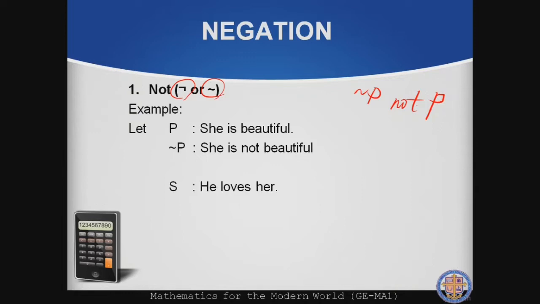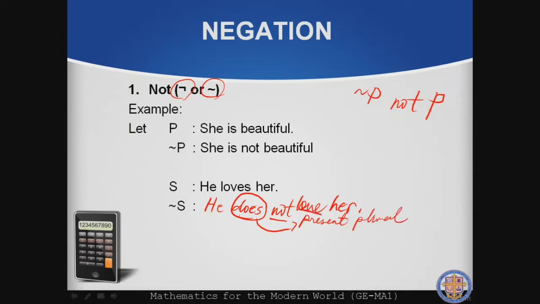Another example, let S be the proposition, he loves her. So how about not S? How are you going to negate that sentence? So when you negate, you will write, he does not love her. That's the correct answer. You need to use a modal, does, then followed by the negation not, and the next following verb should be in present plural form.